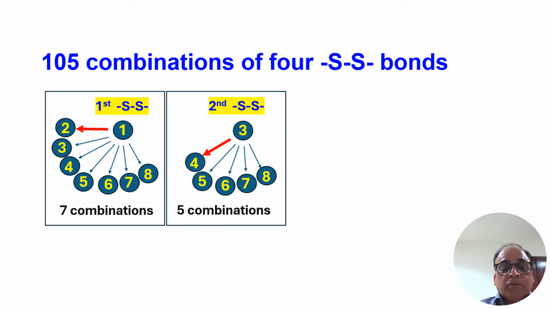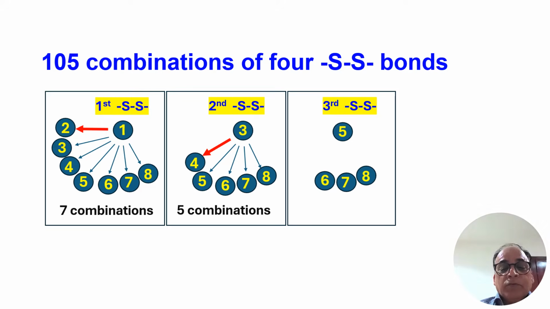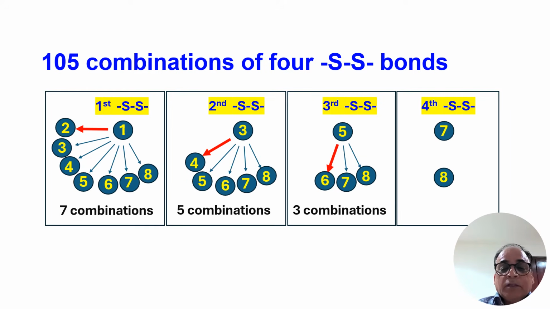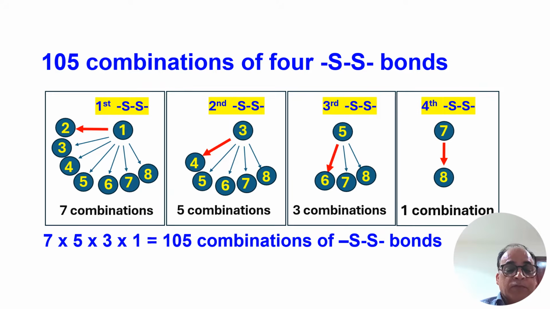After formation of the second SS bond, the remaining 4 cysteine residues will be utilized in the formation of the third SS bond in 3 combinations. After formation of the third SS bond, the remaining two cysteine residues will be involved in the formation of the fourth SS bond in one combination. So the total combinations will be 7 times 5 times 3 times 1, which is equal to 105 combinations of the 4 SS bonds in the RNase molecule.